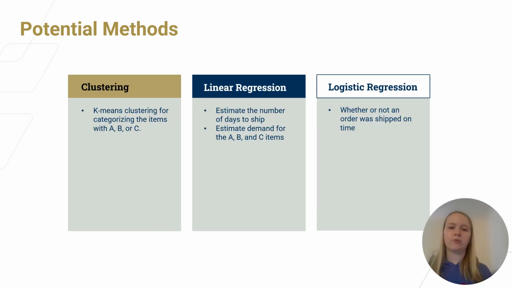While analyzing the data, we have come up with 3 potential methods to help us with our problem. We can use k-means clustering to determine if France's categorization of each part is correct. We can also use linear regression to estimate the number of days an order takes to ship. Then we can also still use linear regression to estimate demand for each item. And lastly, we can use logistic regression to estimate the probability an order will ship on time.